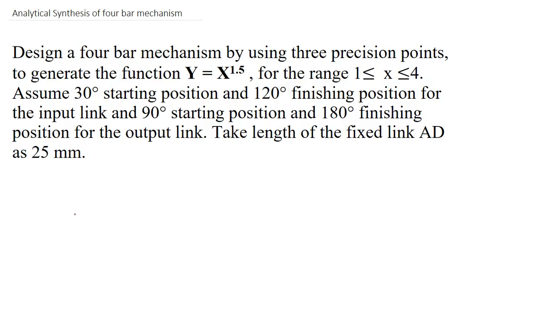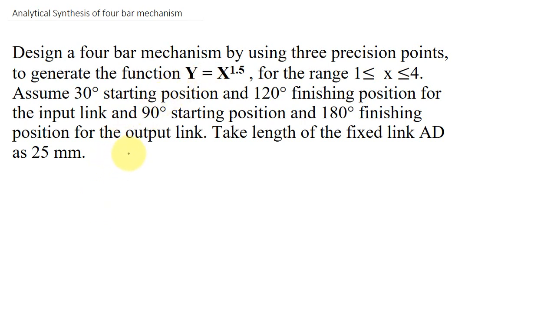Today we are going to discuss how an analytical synthesis problem can be carried out with the help of Freudenstein's equation and Chebyshev spacing. So the question is: design a 4-bar mechanism by using 3 precision points to generate the function y is equal to x raised to 1.5 for the range 1 less than or equal to x less than or equal to 4. Assume 30 degree starting position and 120 degree finishing position for the input link, and 90 degree starting position and 180 degree finishing position for the output link. Take the length of the fixed link AD as 25 mm.